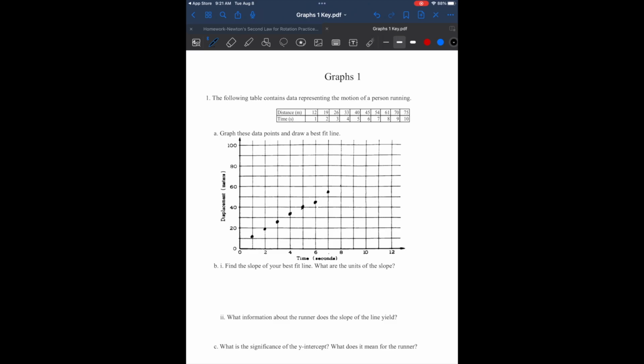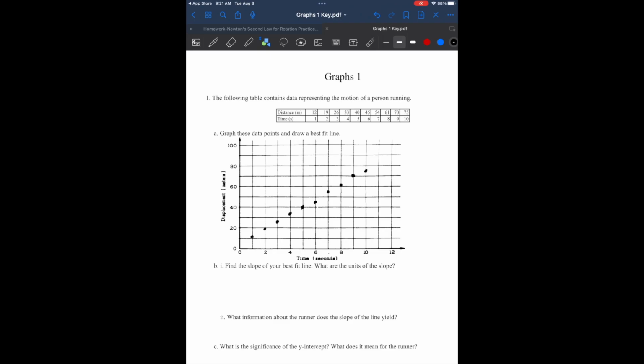Now, a best fit line is not going to be forced through the origin. It's going to be a line that best represents all of the data. Now, when I draw my line, I don't have a ruler with me because I'm doing it electronically, but you're going to want to use a ruler, line it up so it has the same trend as the data, the same slope, and then slide it right into the middle of everything and draw the line all the way through.